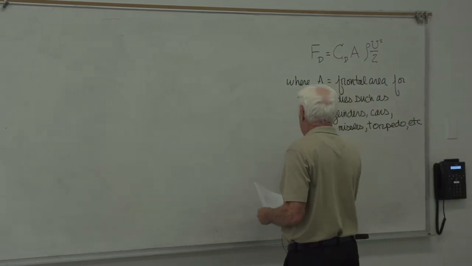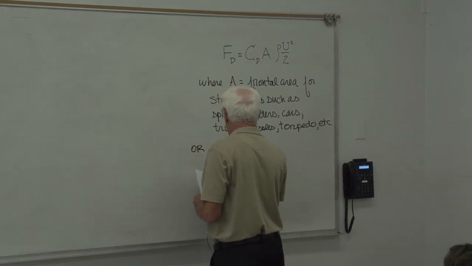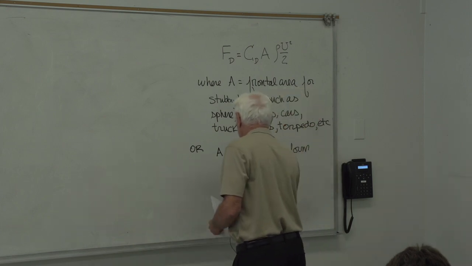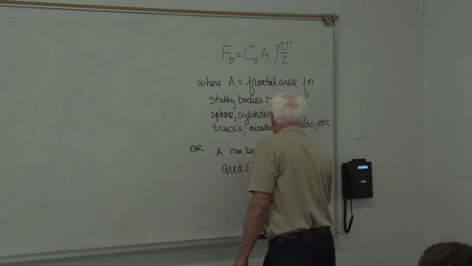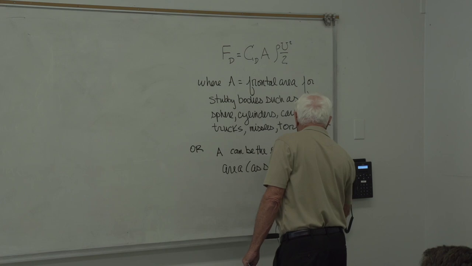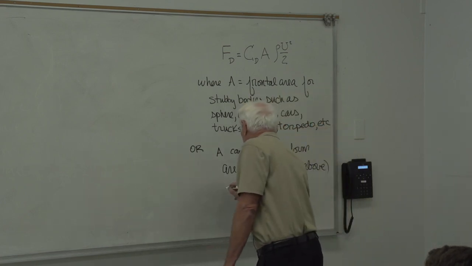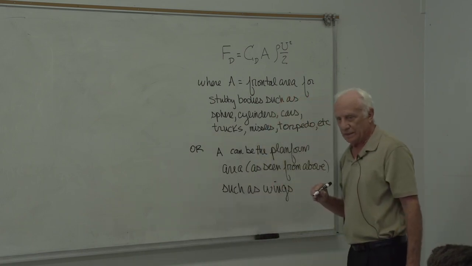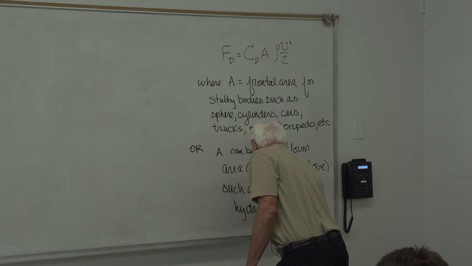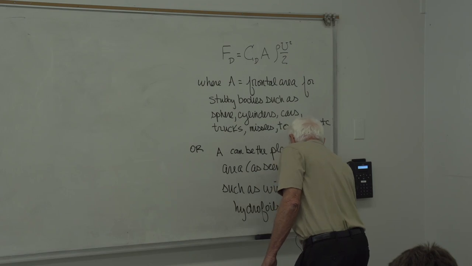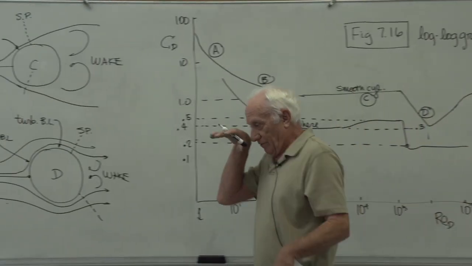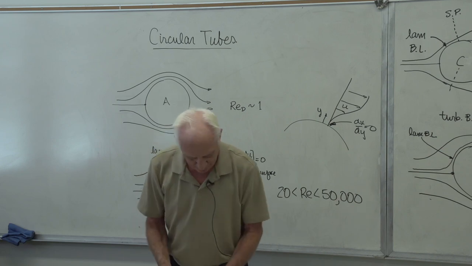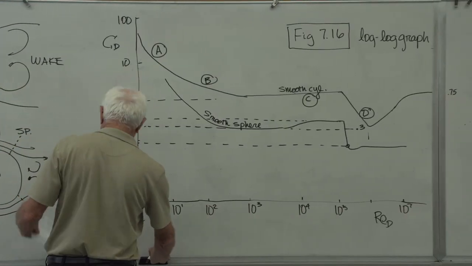But you've got to shift gears here now. Or A can be what they call planform area. And that's the area as seen from above. Not the front view, the area as seen from above, looking down on it. Such as wings, aerospace engineering, wings, hydrofoils, etc. Anything with a wing-like structure, the area is defined to be from above looking down, called the planform area. Okay, so let's use all this now to work an example.